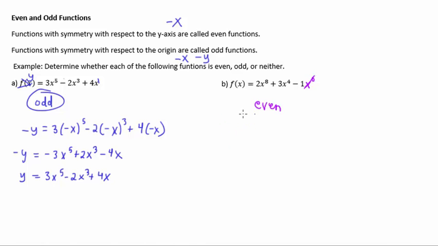So put in negatives for our x's. And so you can see that the negatives will go away because of our even powers, leaving us with exactly what we had to start off with.